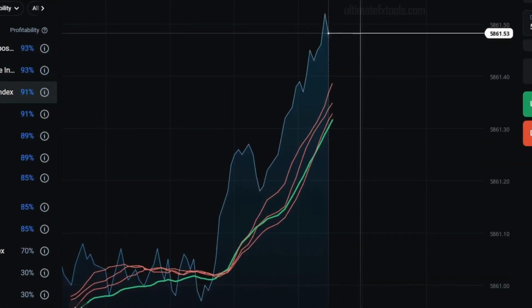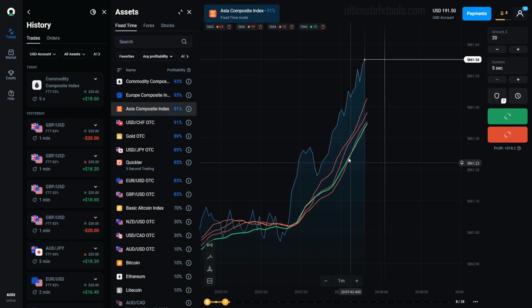As you can see, we have a trend going higher. All three simple and one exponential moving averages are going higher. Let's go trade higher now.